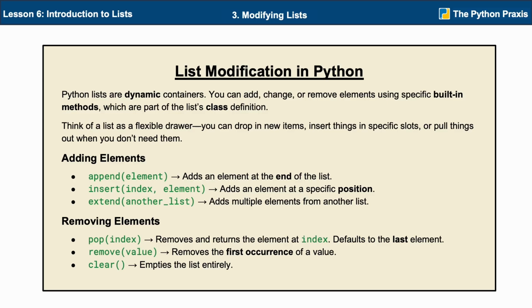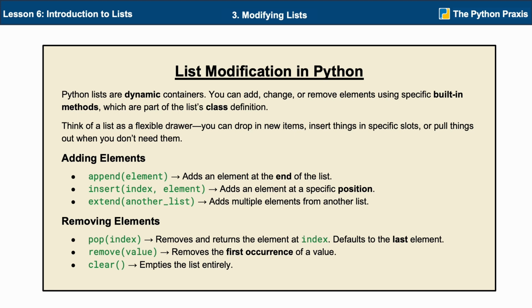Python lists aren't just readable, they're dynamic containers. You can add, change, remove, or reorder elements easily using specific built-in methods, which are part of the list's class definition. Think of a list as a flexible drawer. You can drop in new items, insert things in specific slots, or pull things out when you don't need them.